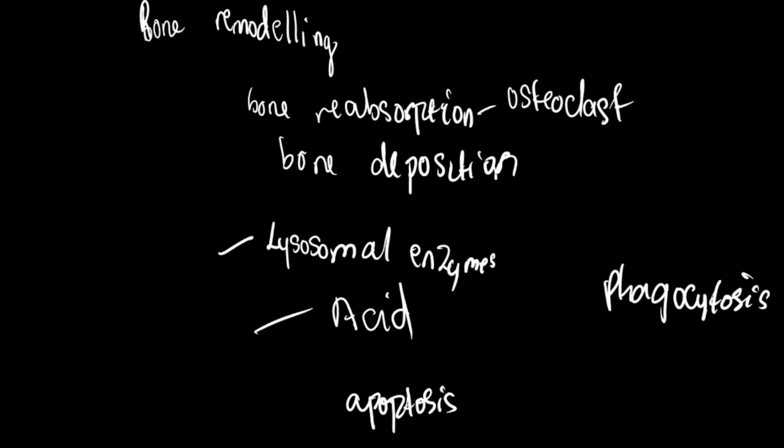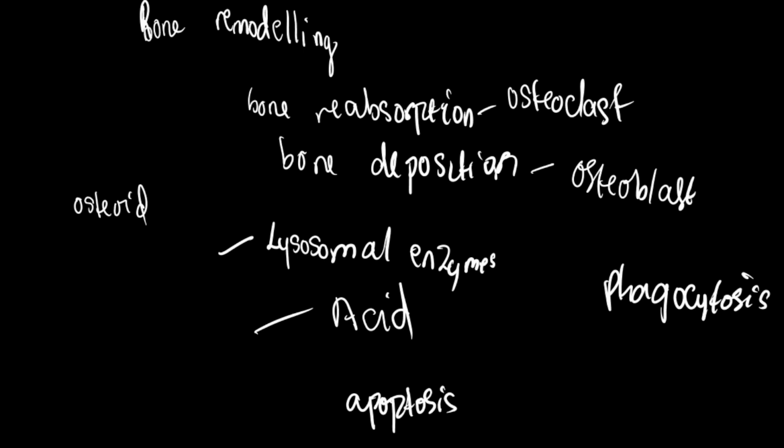Now, following bone reabsorption is of course bone deposition. The key player in bone deposition is the osteoblast. The osteoblast helps to secrete new bone matrix, and it begins as osteoid, which is unmineralized. This osteoid is then calcified, and this of course forms the calcified bone matrix.